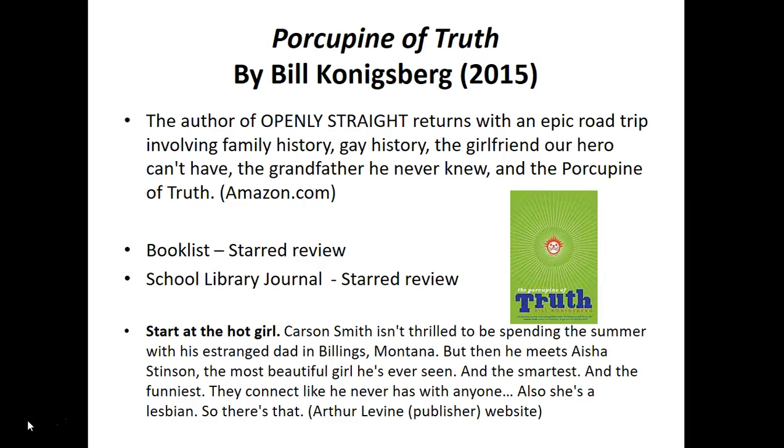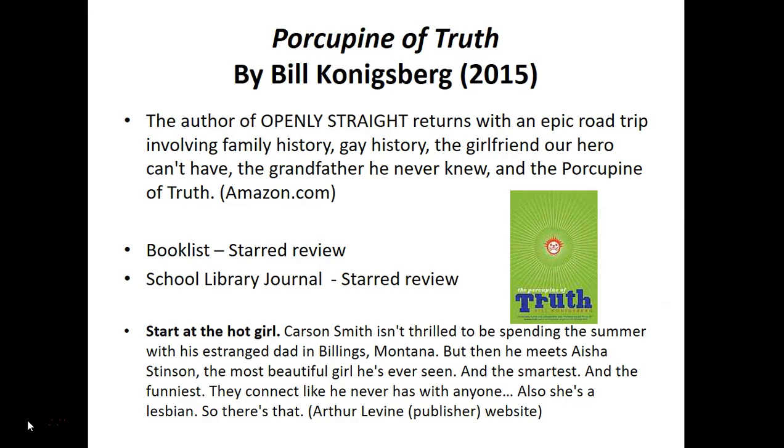Another option would be The Porcupine of Truth by Bill Konigsberg. This was published in 2015. Bill Konigsberg also wrote Openly Straight. This book, The Porcupine of Truth, is an epic road trip. There's family history, gay history, and of course the girlfriend that our hero can't have, the grandfather he never knew, and the porcupine of truth. That's from Amazon. It was a Booklist starred review, School Library Journal starred review. And here's a little blurb from the publisher.